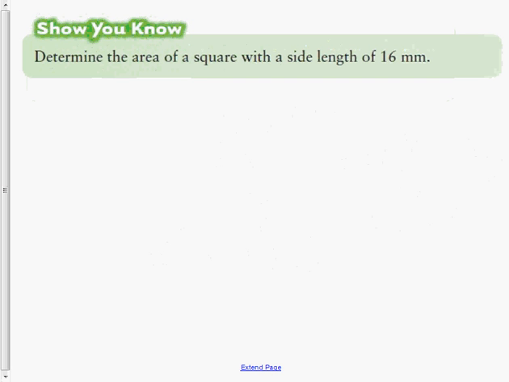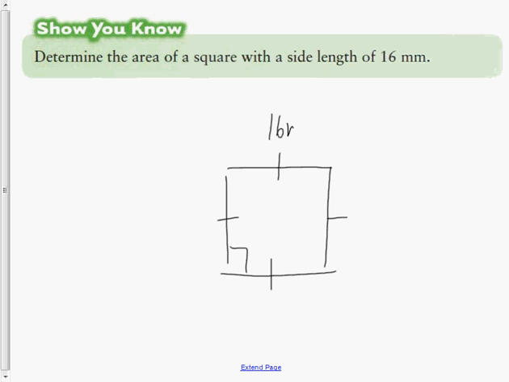The second question says, determine the area of a square with a side length of 16 millimeters. So here's our square. We're going to put these little lines here to signify that each of those side lengths is equal length. We're going to put a right angle in there to show that this is 90 degrees and not a parallelogram, but a square. And we're going to put 16 millimeters here for our side length.